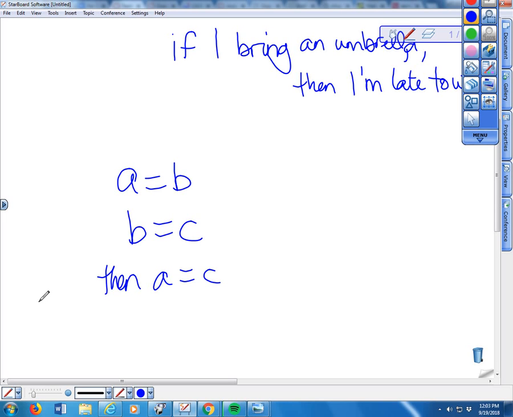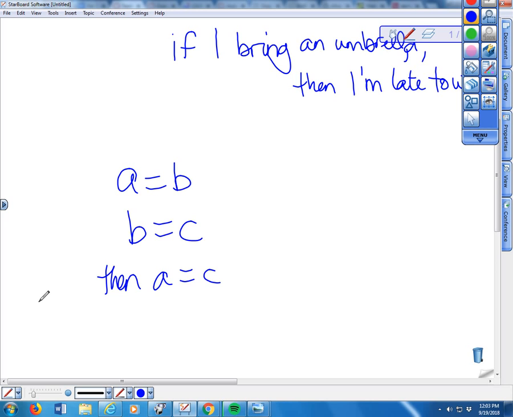But it only works if the conclusion of the first is the same as the hypothesis of the second. And they basically cancel each other out, and you end up with the hypothesis of the first, conclusion of the second. Okay, that's the law of syllogism. On your big ideas, you're going to have to tell, when they give you some conditionals, whether they're using the law of syllogism or law of detachment.